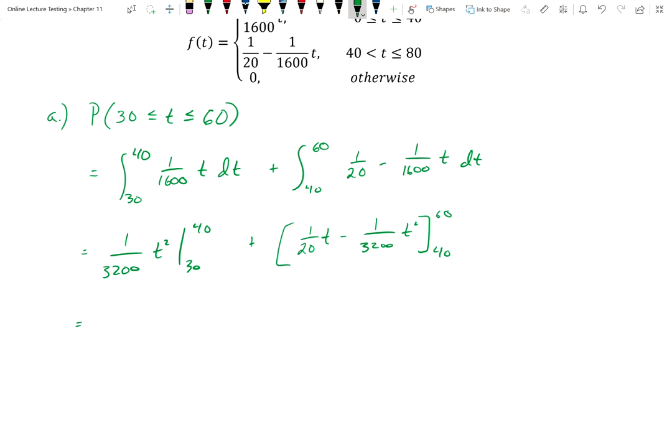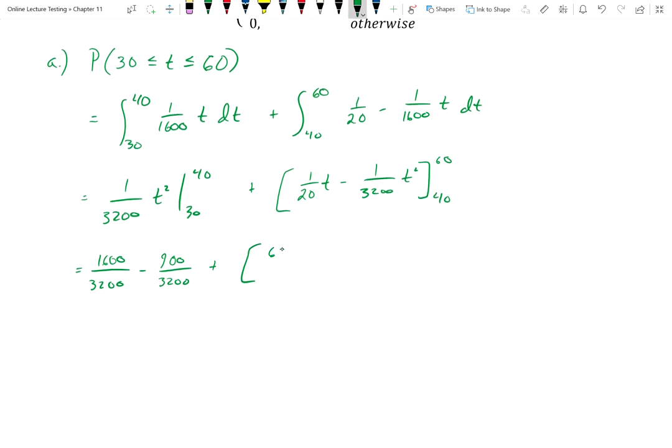All right, so when we plug 40 into here, we're going to get 1600 over 3200 minus 900 over 3200 plus, and now we're going to deal with this one, 60/20 minus 3600 over 32 minus 40/20 minus 1600 divided by 3200.